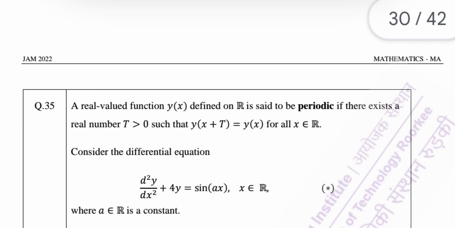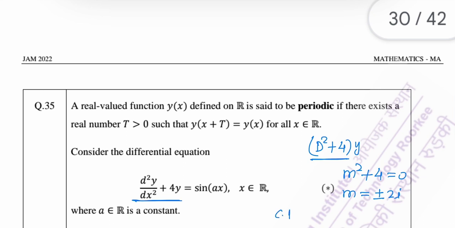First we evaluate the complementary function, and for that we take this part, which can be rewritten as D squared plus 4 into y. To get the complementary function we take m squared plus 4 equals 0, and this will give us m equals plus minus 2i, and so our complementary function will be a cos 2x plus b sin 2x.